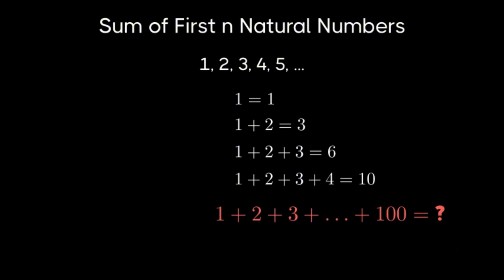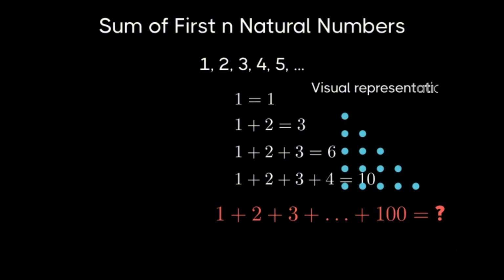To discover this formula, let's visualize these sums as triangular arrays of dots. Each row will represent the next natural number in our sequence. Our first row has just one dot, representing the number 1. The second row has 2 dots, representing the number 2. The third row contains 3 dots, and so on. Notice how we're building a triangular shape. This triangular arrangement of dots gives us a visual representation of our sum.